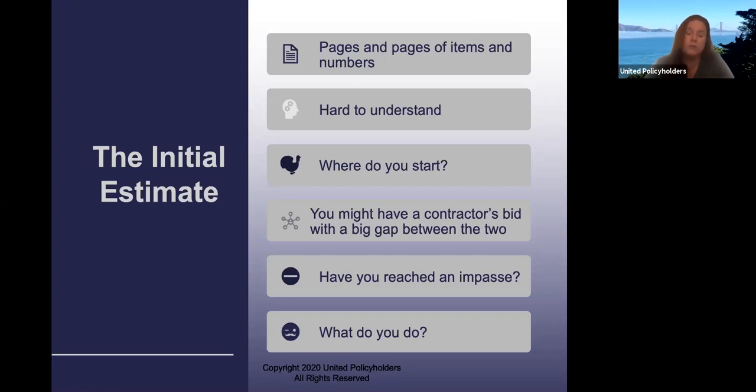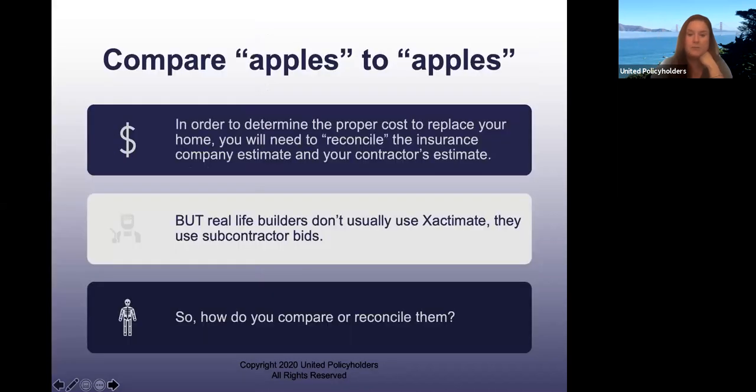You know, intuitively whether or not it's close to what it might cost to rebuild. And then a lot of you might have a contractor's bid already with a big gap between the insurer's estimate and the contractor's estimate, okay? And maybe you've reached an impasse and you don't know what to do. So that's what we're going to work on, okay?